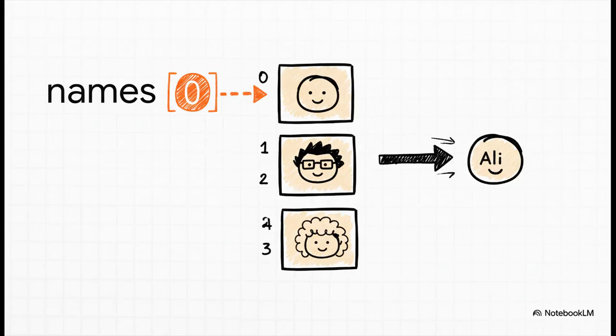And now we can put it all together. To greet our first friend, we write out our message, and right where we want the name to pop in, we write names[0].